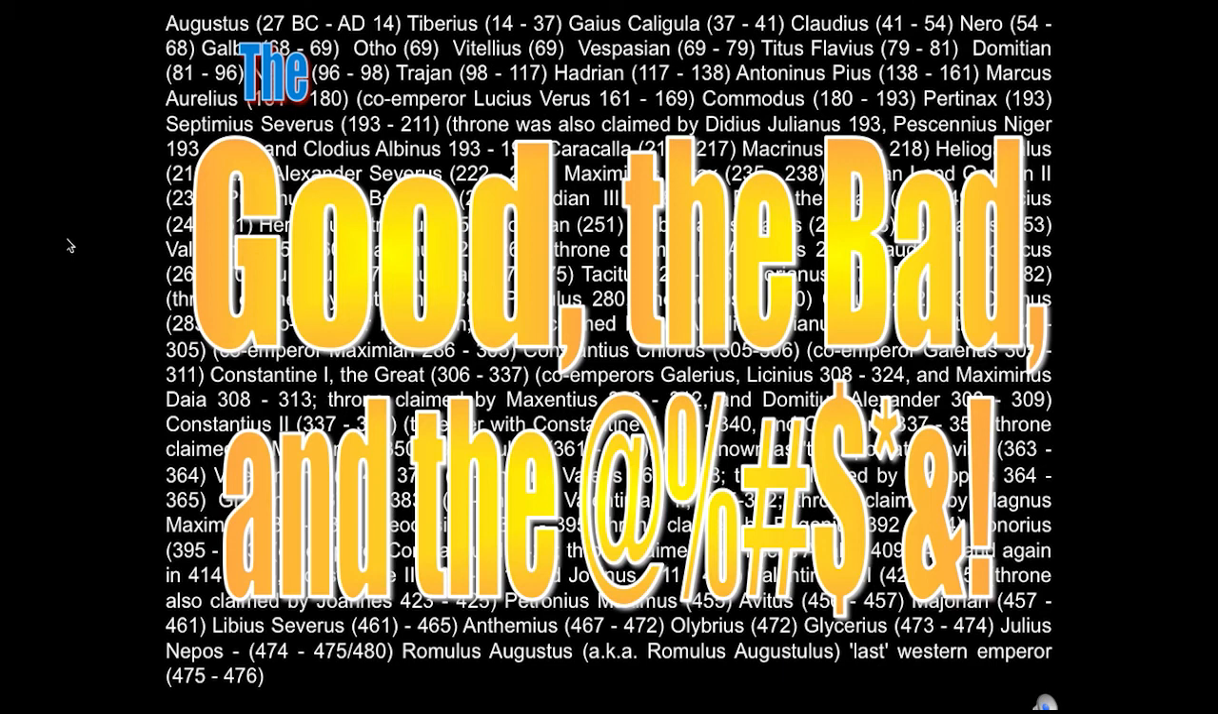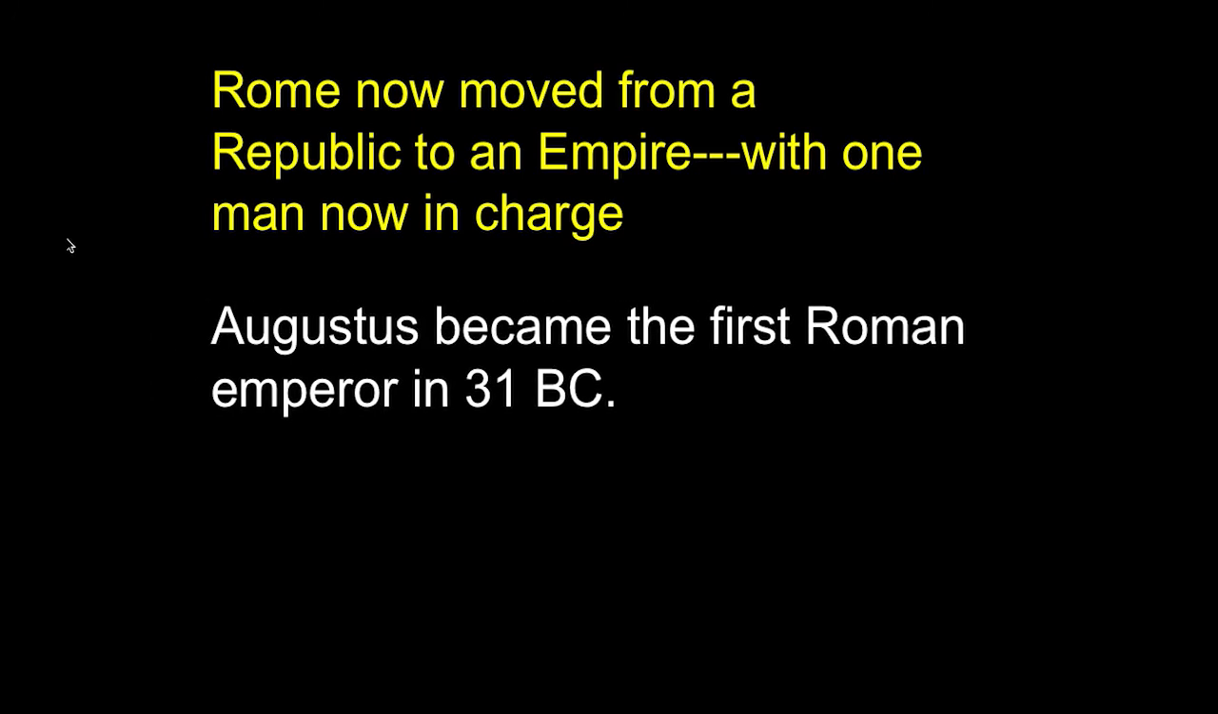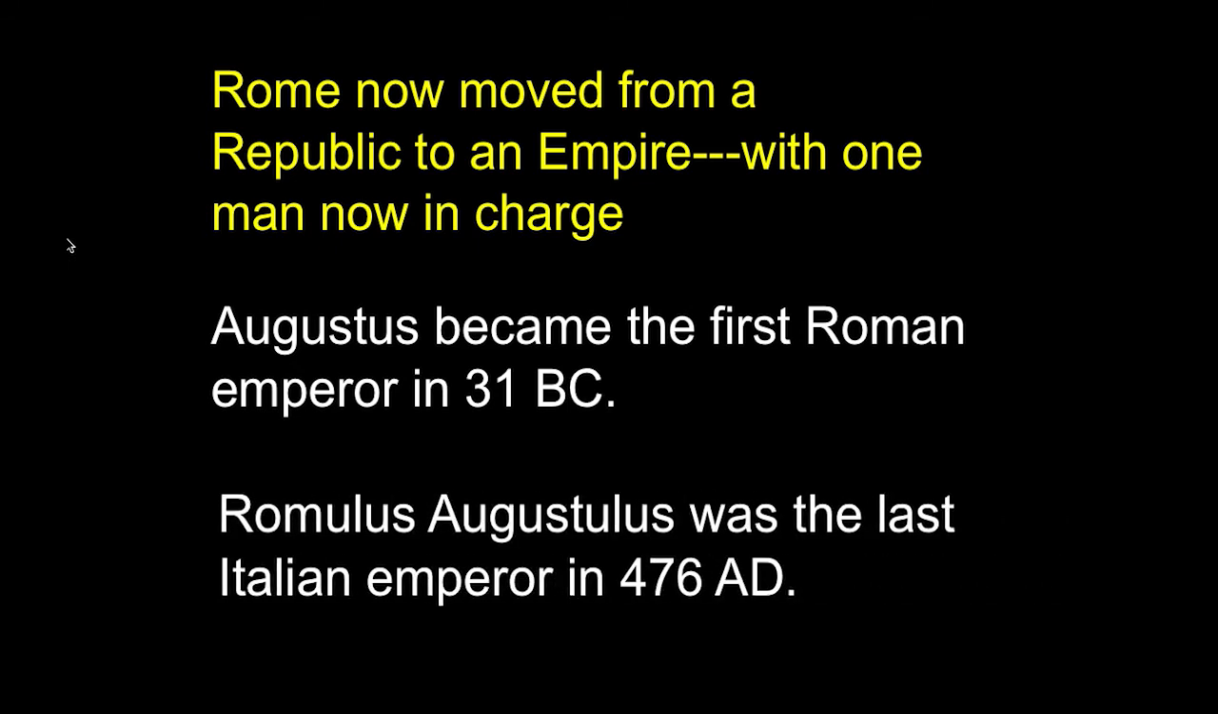Some of the Roman emperors were good, some of them were bad, and some of them were messed up like you would not believe. And the death of Julius Caesar ends the Roman Republic and begins the Roman Empire. Rome now moved from a republic to an empire with one man now in charge. Augustus became the first Roman emperor in 31 BC. And then Romulus Augustulus was the last Roman emperor in 476 AD. So for the next 500 years, Rome is going to be ruled by emperors.